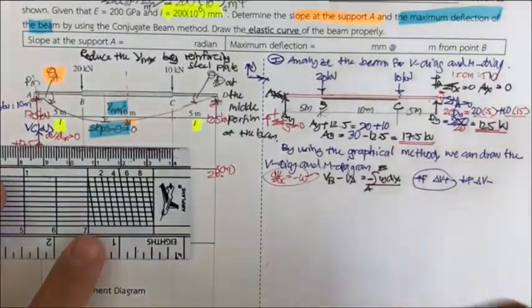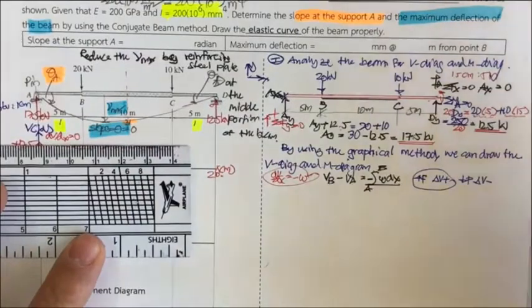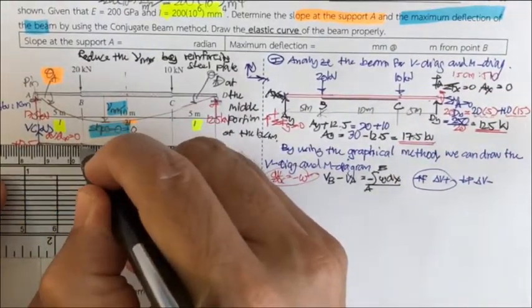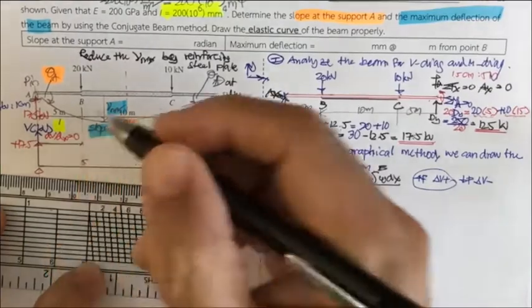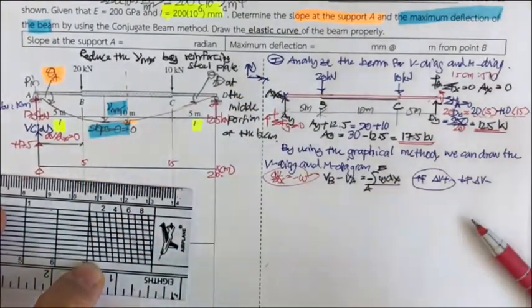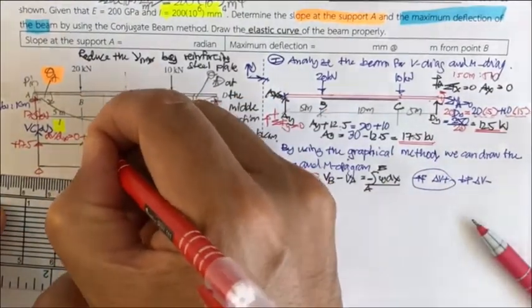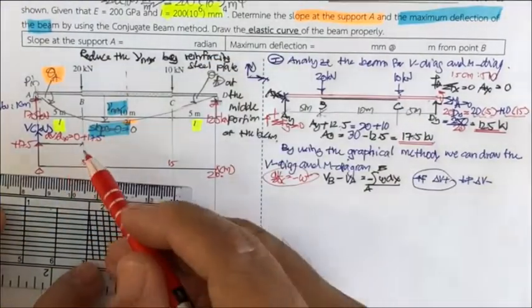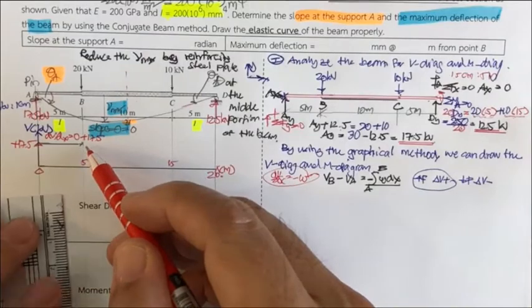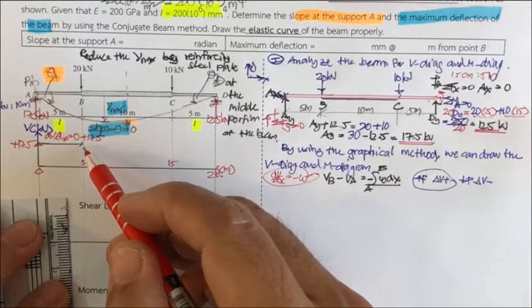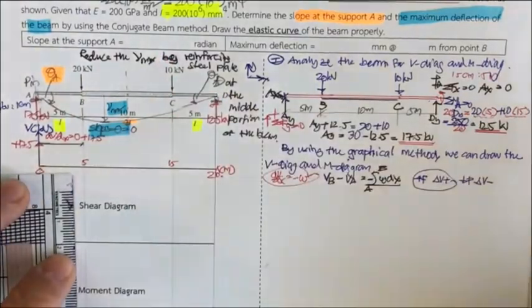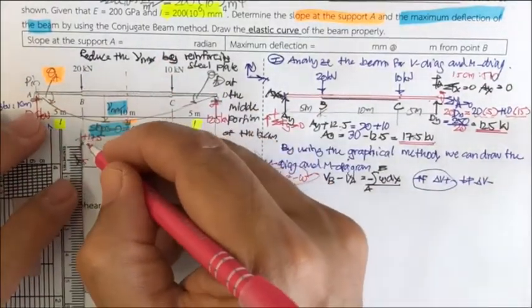So what we have is going to be constant. This is going to be constant. This is going to be constant. When you arrive here, your shear is plus 17.5. Okay. Now you are at B. When you arrive at B, this one is going to take you down for 20 kilonewton.